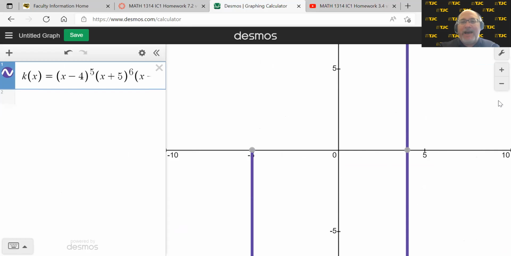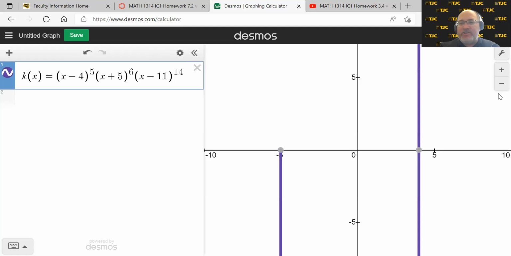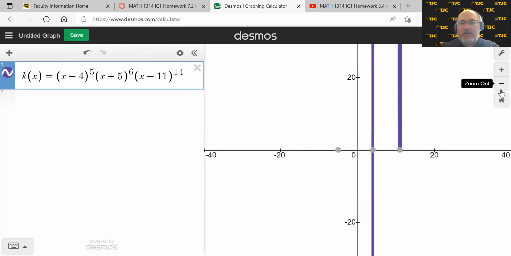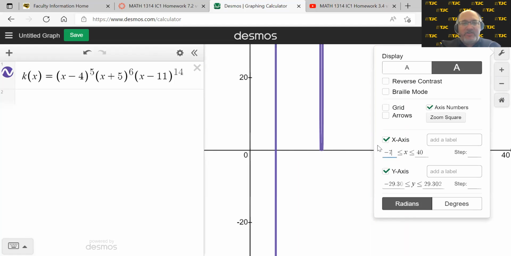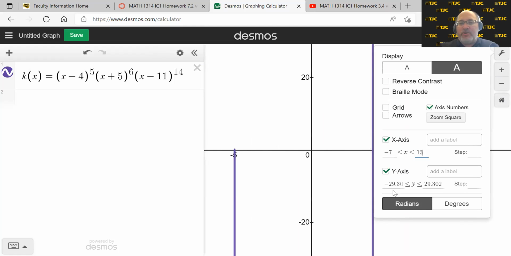We go to the home view and we kind of see some stuff here. Now, I'll admit that these powers are kind of large, and so it's kind of hard to see what's going on. We see stuff all over the place here. I may have to manually adjust the viewing window. Our x's of interest are between -5 and 11, so I'm going to tell it to go between, we'll say, -7 and 13. We want to overshoot it a little bit.